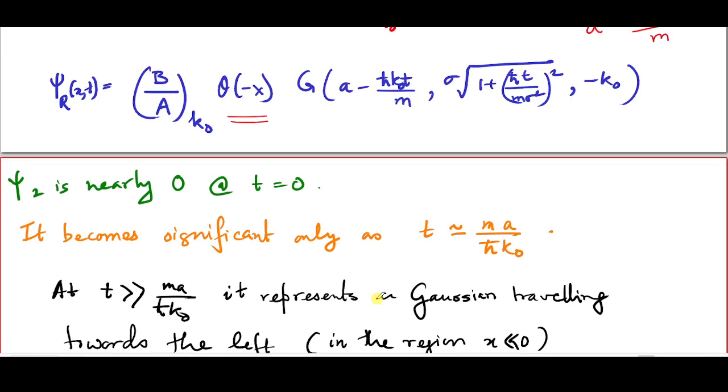So what happens when you consider this at times much bigger than t0, ma over h cross k0? And the answer is simple.